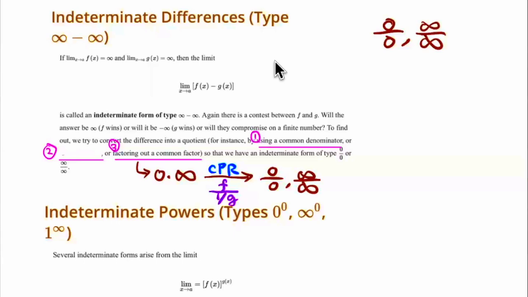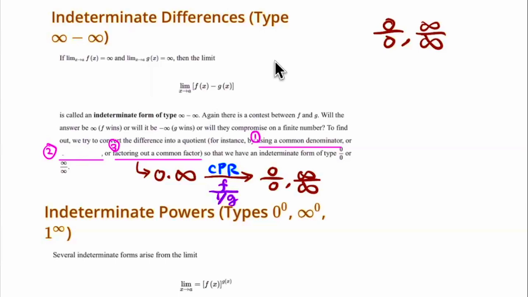When you take out a common factor, it's in product form, and then you can use the CPR trick that we talked about to convert it. Another way to convert this type into this eventually is to use a common denominator. Okay, and then what's another one here?